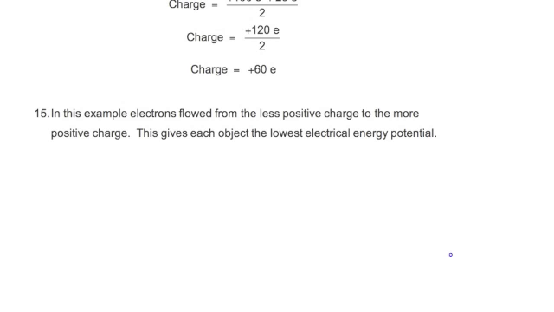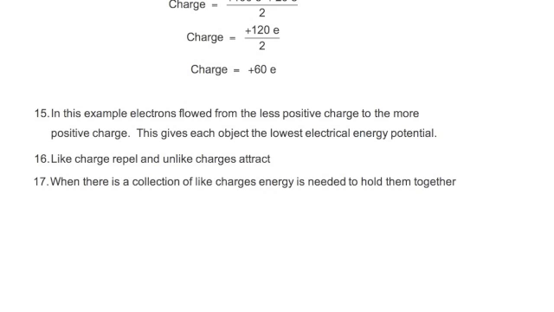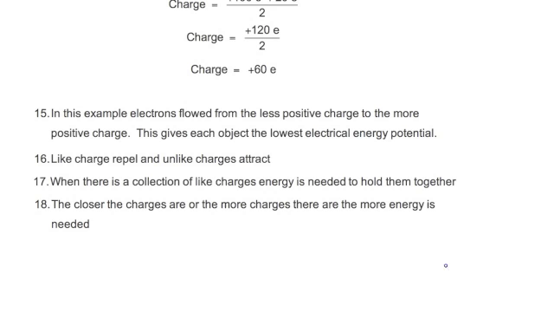Number fifteen, electrons flow from a less positive charge to the more positive charge. And each one has a lower potential energy, as we discussed before. Like charges repel, unlike charges attract. Something I've heard many, many times. When there's a collection of like charges, energy is needed to hold them together. Why? Like charges repel. The closer the charges are, or the more charges there are, the more energy is needed.